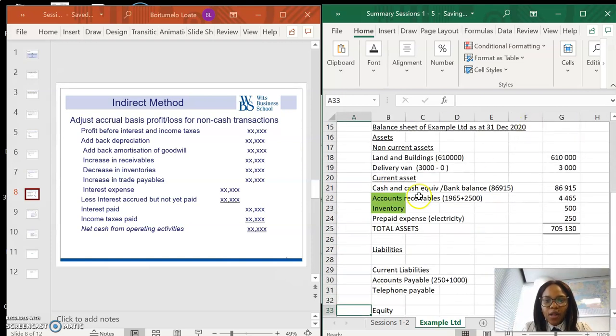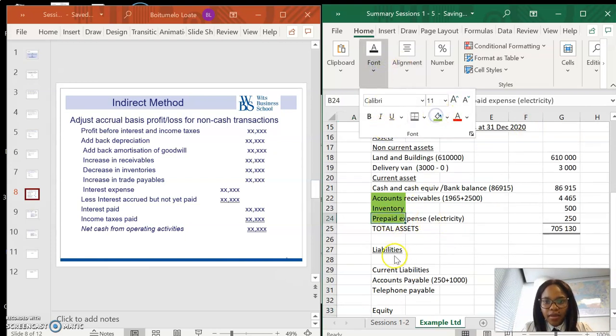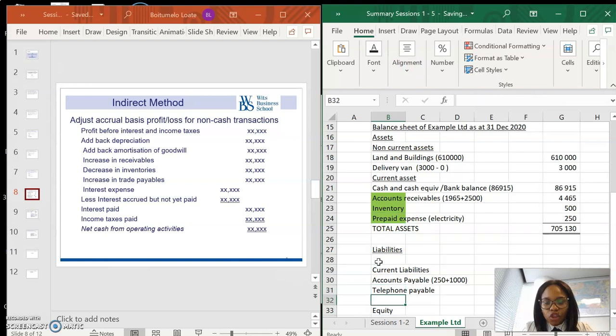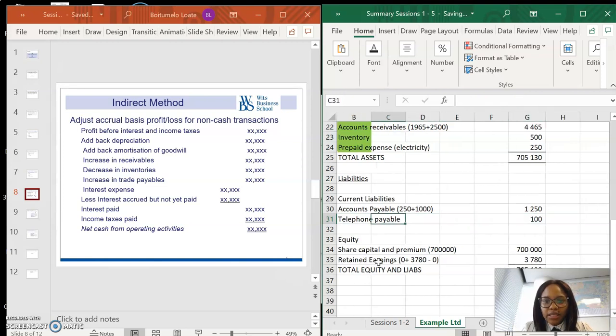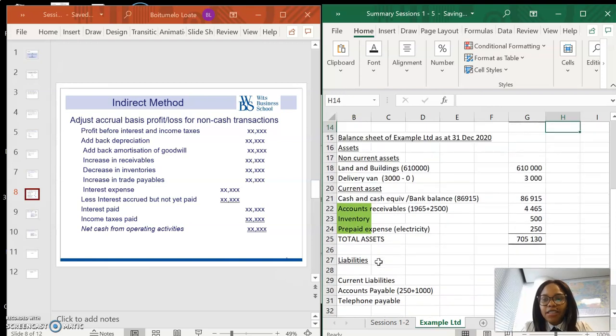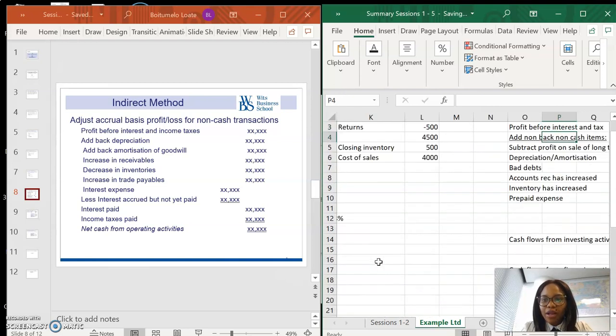Now I've dealt with all my current assets within my operating activities. If I look at my current liabilities, I've got two current liabilities. I've got the accounts payable and the telephone payable. These have increased: 1250 for the accounts payable, and the telephone payable has increased by 100. Whenever your accounts payable has increased, they have funded your business. So accounts payable having increased is a benefit for me.